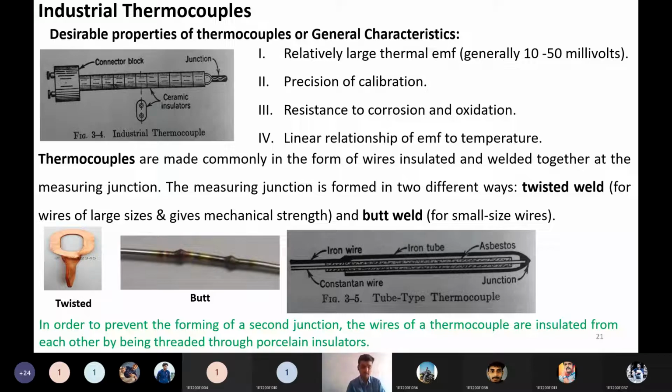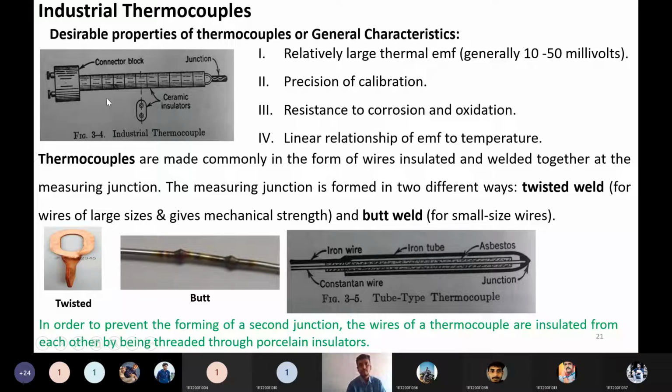Not only because the scale is more easily read, but also because the problems of reference junction compensation are greatly reduced. Why are they greatly reduced? If there is no linear relationship between the EMF generated and the temperature, traveling from the measuring junction to the reference junction, then compensation is required. Usually we have to compensate if there is no linear relationship. For example, if an EMF value of 10 millivolts is directly proportional to a temperature value of 10 degrees centigrade.